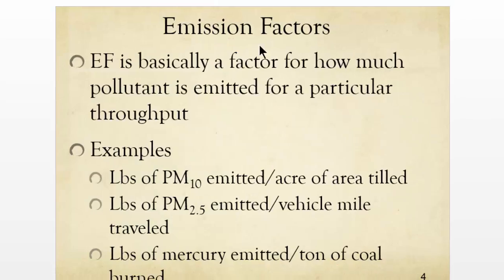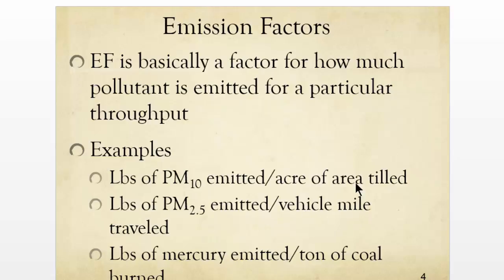So this emission factor, this multiplier, is basically a factor for how much of a pollutant, like tons, is emitted for a particular throughput, like cords of wood burned. Examples of emission factors include the pounds of PM10 emitted per acre of area tilled, the pounds of PM2.5 emitted per vehicle mile traveled, for example.